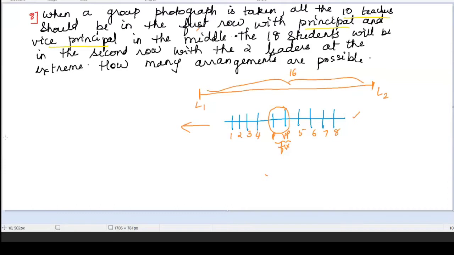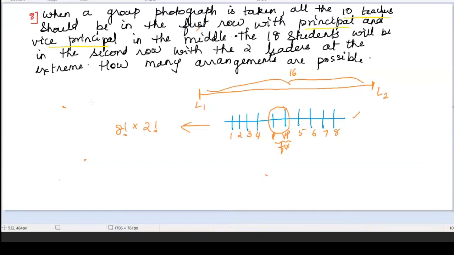It is 8 factorial into 2 factorial. Correct. So this first row could be arranged in 8 factorial. Now 8 factorial is because I can see 8 numbers, into 2 factorial. Why is this 2 factorial? Because the vice principal and principal can change their places. They can be arranged among themselves. So it is 8 factorial into 2 factorial. That is the first row arrangement.